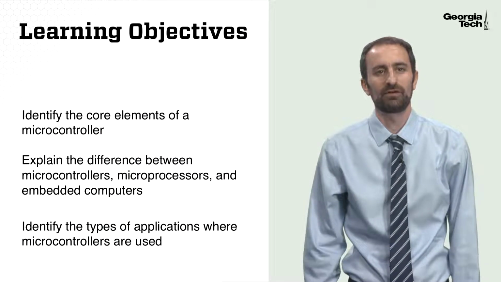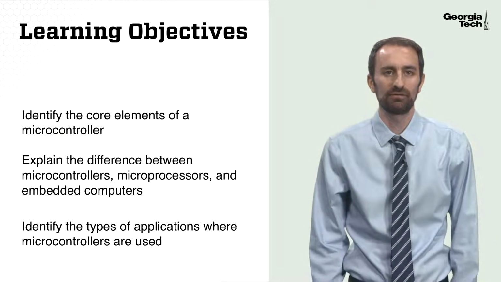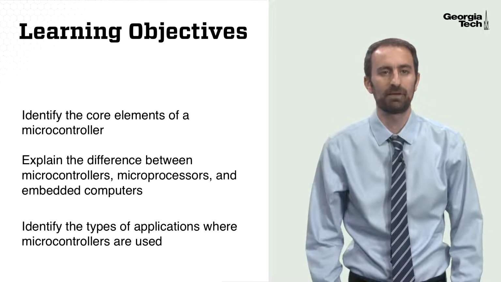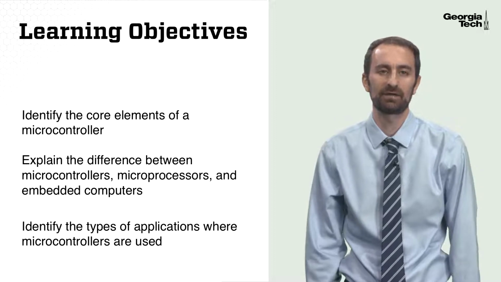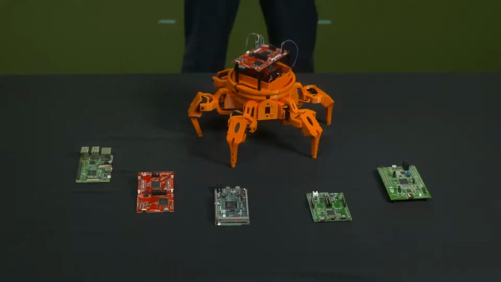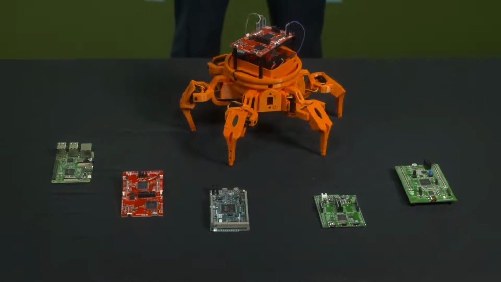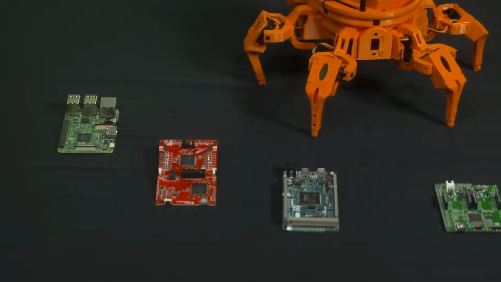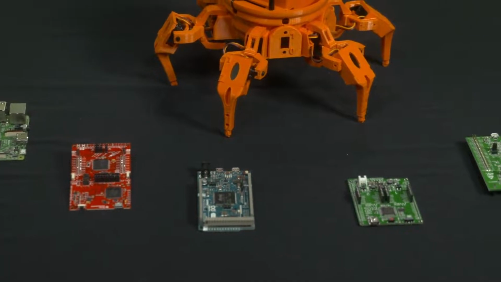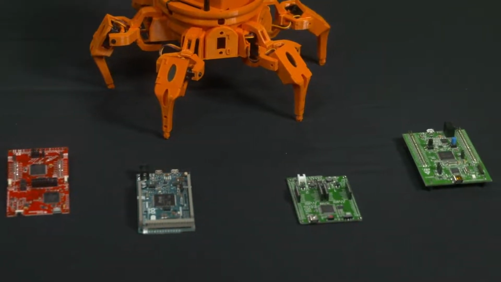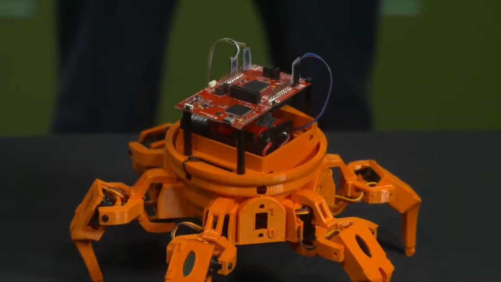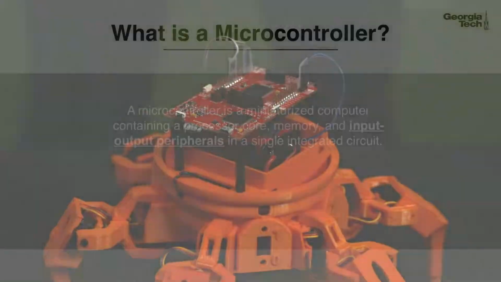The objectives of this lesson are to, number one, identify the core elements of a microcontroller, explain the difference between microcontrollers, microprocessors, and embedded computers, and then identify the types of applications where microcontrollers are used. As you can see, microcontrollers come in all shapes and sizes, and there's a lot of different variety in their capabilities. So as we decide which microcontroller to use for our particular application, it's important to understand how they work, what the key elements are, and how they compare against devices like embedded computers or microprocessors.